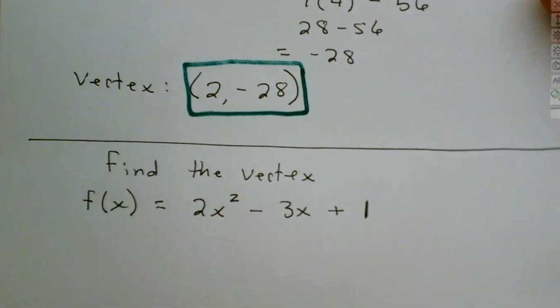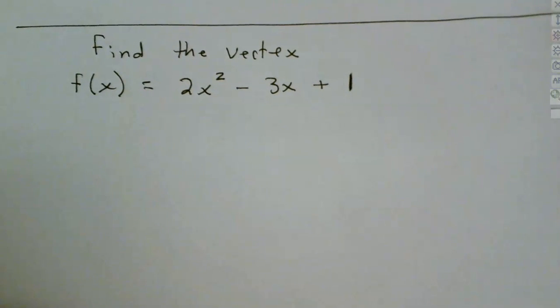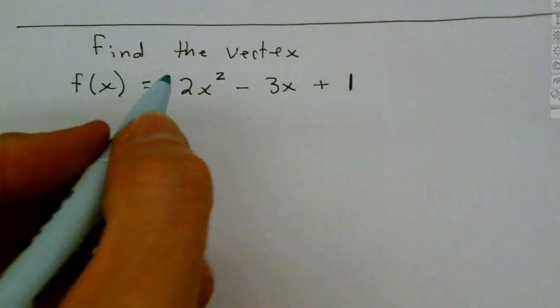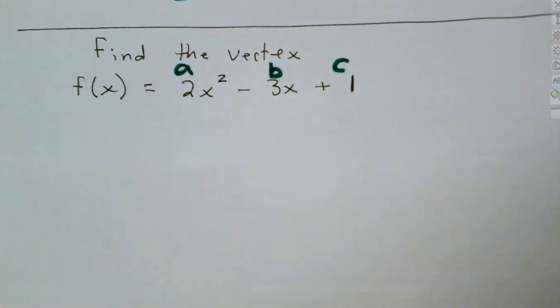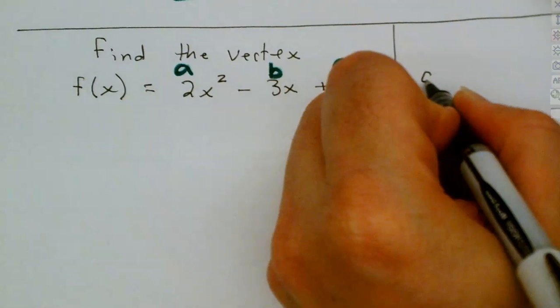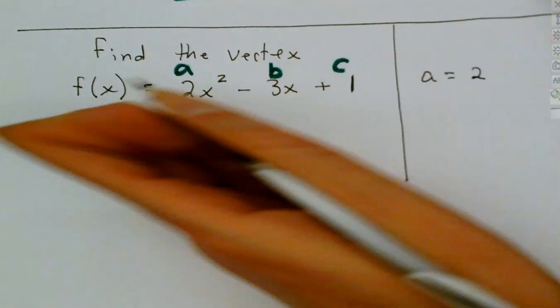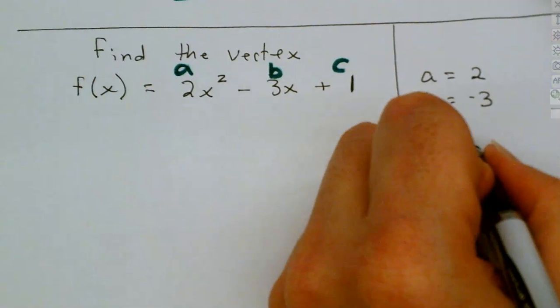So this one, when we work it out, we're going to get a fraction for the H, and then we'll have to plug that fraction in for the K. So we've got to be very careful when we work with these fractions, because they're going to appear shortly. We've got our A, our B in this case, and our C. We don't really need the C, but I label it anyways, just because we're used to labeling it. So in this case, A is 2, B is a negative 3, and C is 1.